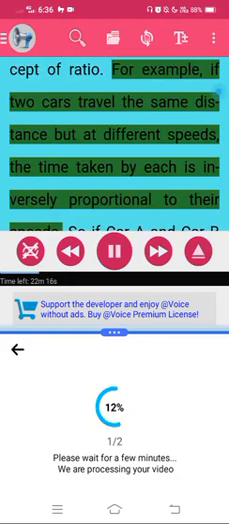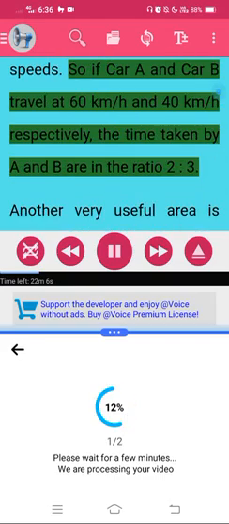For example, if two cars travel the same distance but at different speeds, the time taken by each is inversely proportional to their speeds. So if car A and car B travel at 60 kilometers per hour and 40 kilometers per hour respectively, the time taken by A and B are in the ratio 2:3.